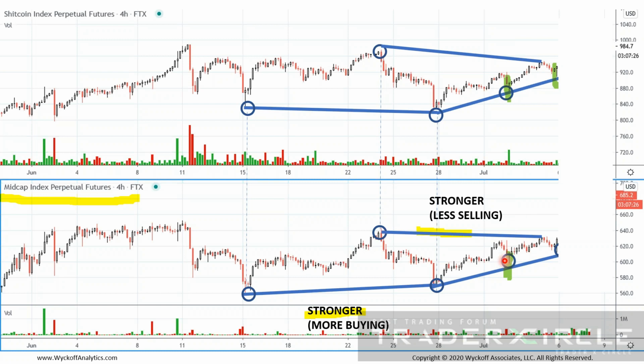We want to select the asset with stronger rallies and shallow reactions. Stronger rallies suggest more buying activity. Shallow reactions show inability to go down, basically, a sign of less selling in the market. So according to your opinion, which asset is performing better? Write down. The shitcoin index or midcap index?